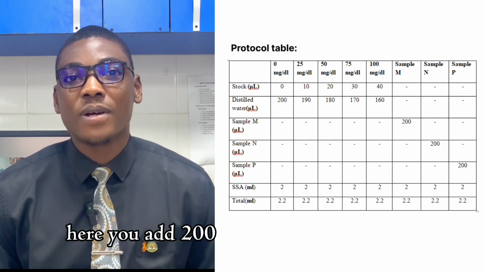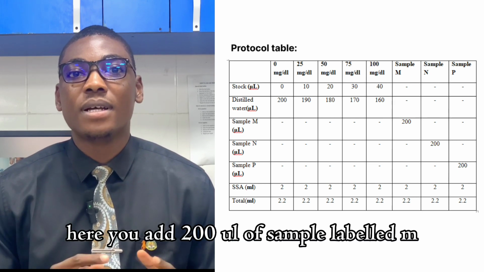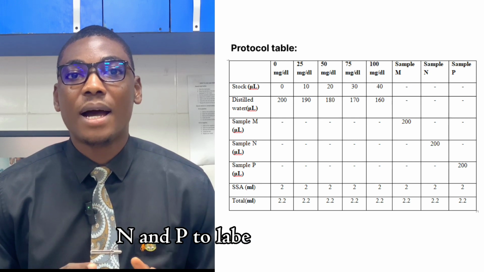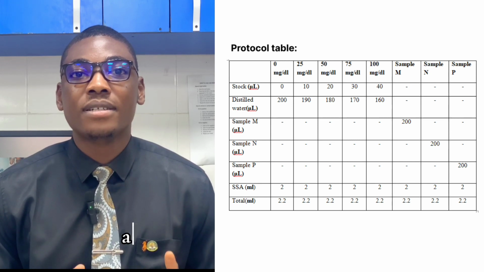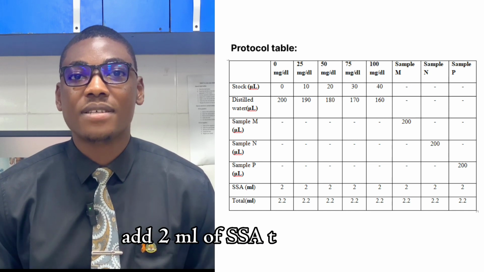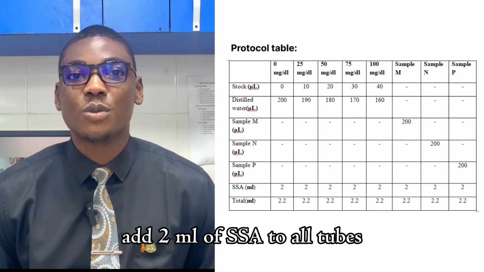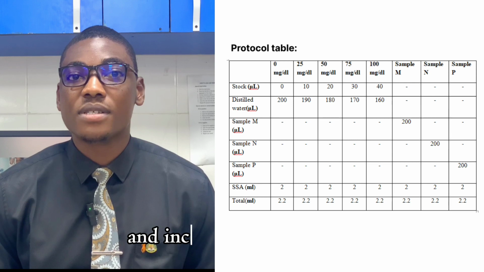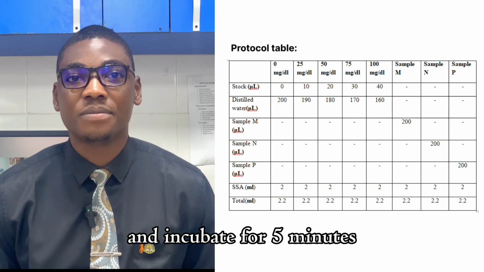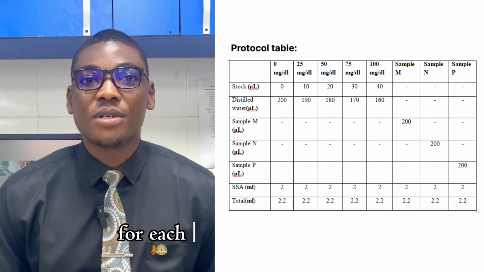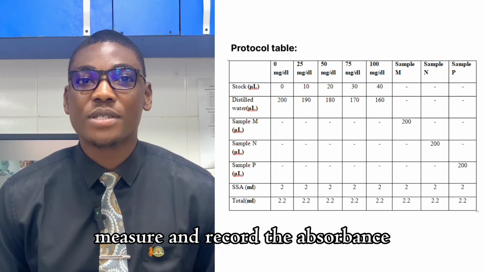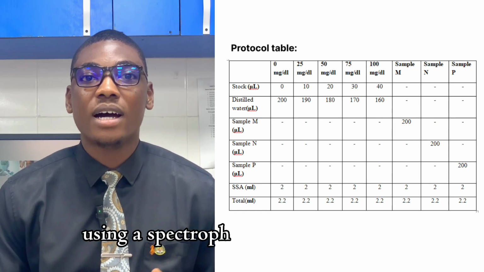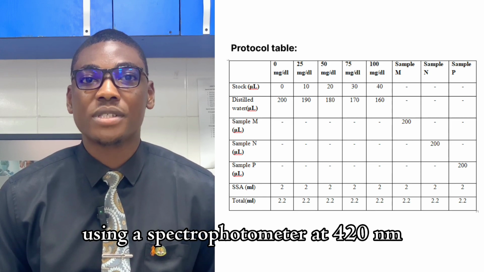Here you add 200 microliter of sample labeled M, N, and P to labeled test tubes. Add 2 ml of SSA to all tubes and incubate for 5 minutes. For each dilution and samples, measure and record the absorbance using a spectrophotometer at 420 nanometer.